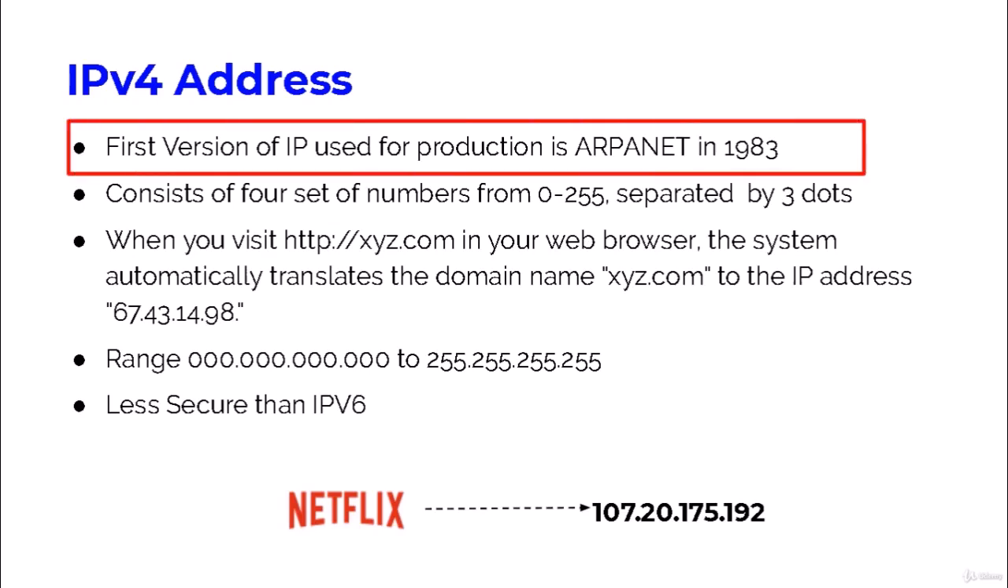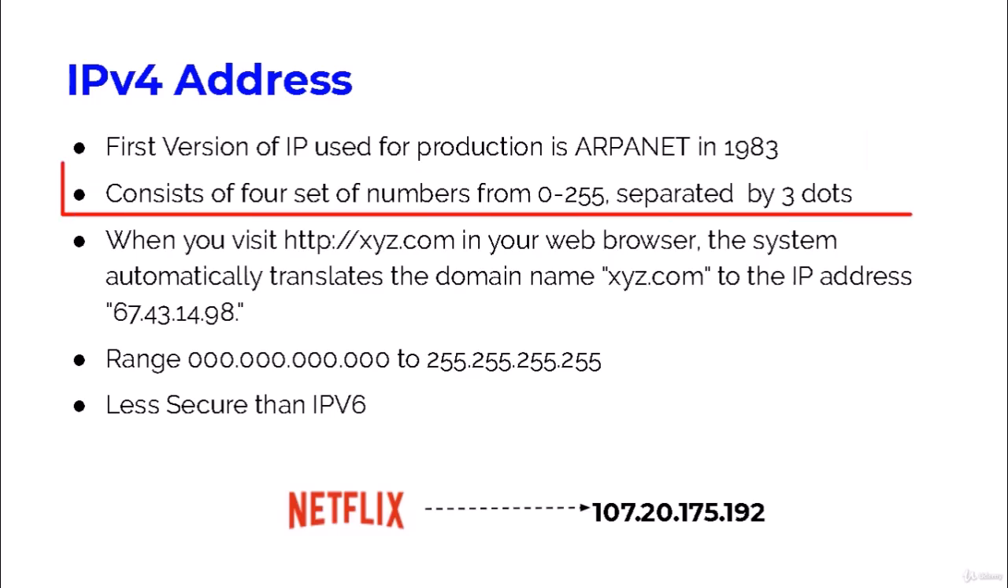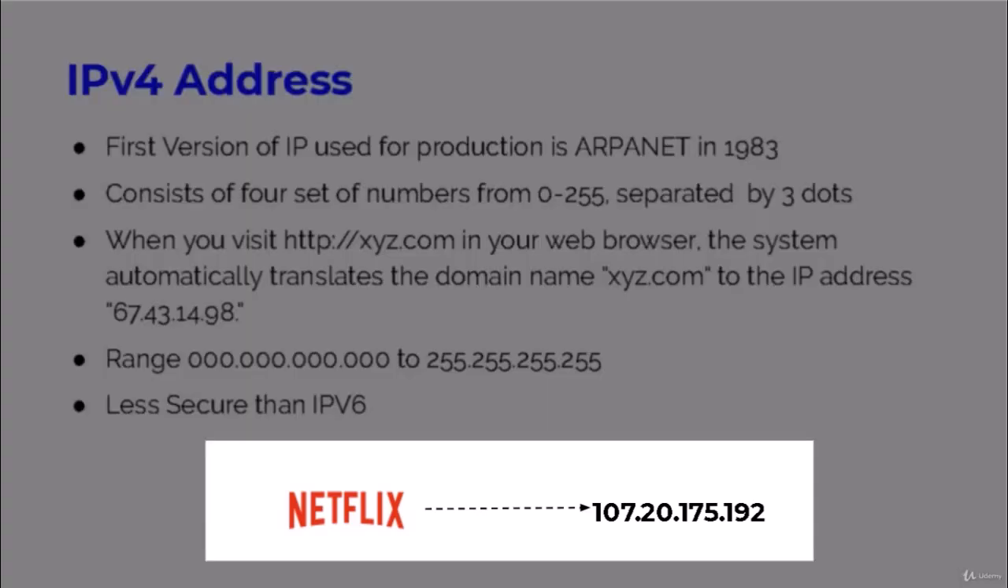IPv4 version was first used by ARPANET in 1983. It consists of 4 sets of numbers from 0 to 255 separated by 3 dots. So when you visit, let's say, a website like www.google.com in your web browser, or Netflix, the system automatically translates the domain name netflix.com to the IP address 107.20.175.192 for that respective region.